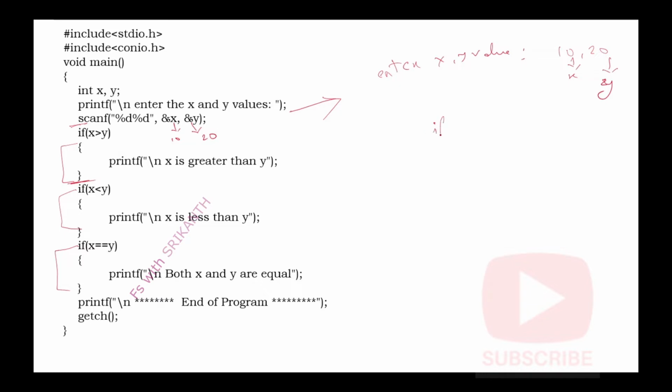The condition is: if x greater than y. The x value is 10 and the y value is 20, so is the condition true or not? The condition is false. What does if do? If the condition is false, it won't do anything, so it never executes. Then control moves to the next if and checks its condition: if x less than y. The x value is 10 and the y value is 20, so the condition is true, and it executes the true statement.